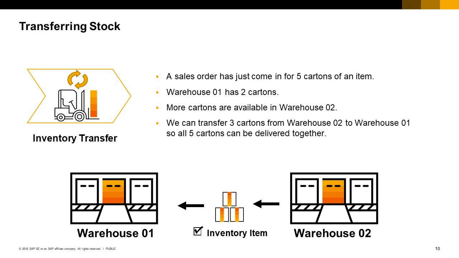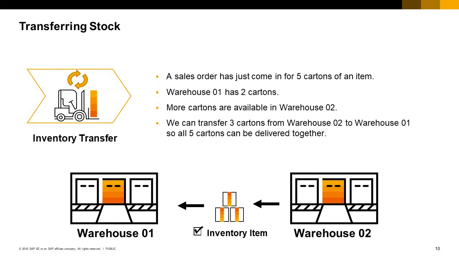When you have multiple warehouses, you might need to transfer inventory from one warehouse to another. Here's an example. A sales order has just come in for 5 cartons of an item. Warehouse 01 has 2 cartons. More cartons are available in Warehouse 02. We can transfer the 3 cartons from Warehouse 02 to Warehouse 01, so that all the items can be delivered from one warehouse.